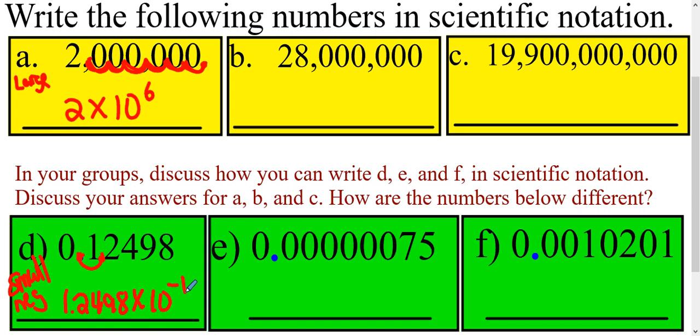Like I said, we knew right off the bat that this is going to be a negative exponent. We knew that the yellow on the top, they're all positive exponents because, again, they are large numbers. Pause the video and try B, C, E, and F on your own.